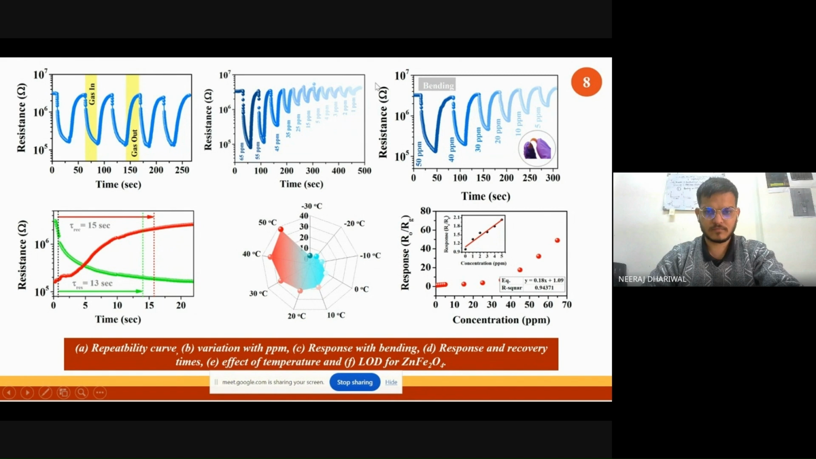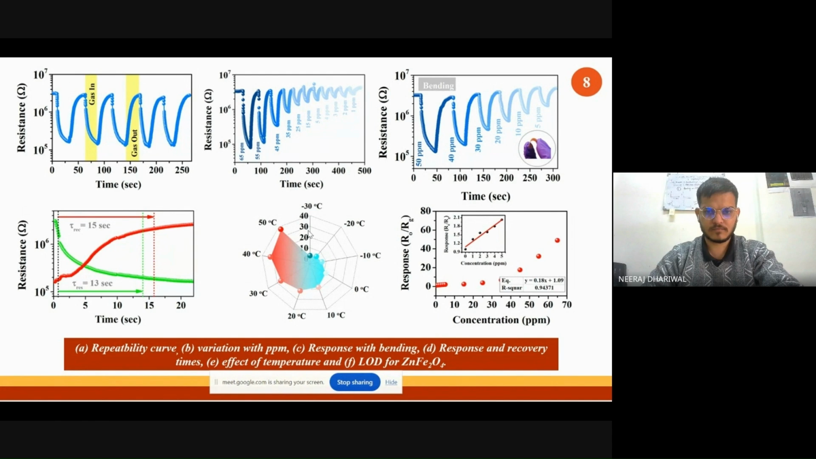The same curves are repeated throughout the experiment. Then another graph, graph B, shows the variation with ppm. We got a minimum of 1 ppm. Then we bent the device with the sensor we fabricated, and we got variation at different ppm. This shows the response and recovery. This one is one of the novel works we have done.